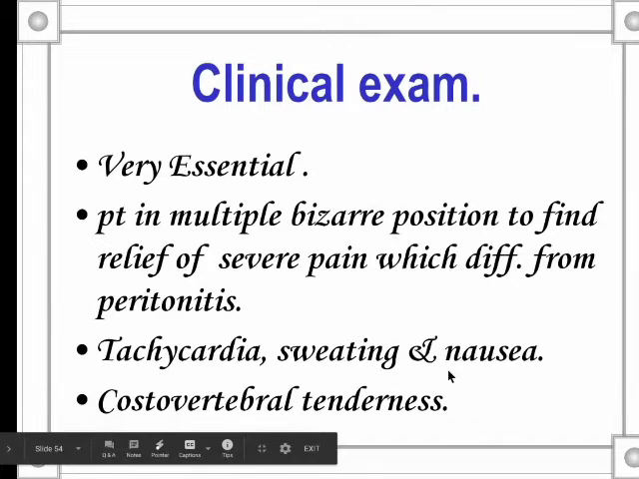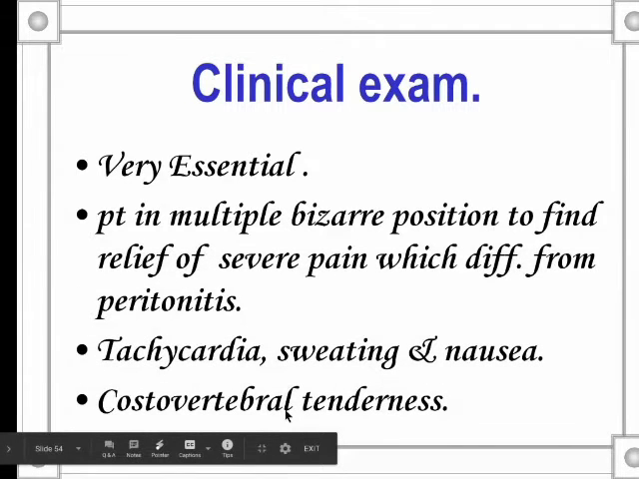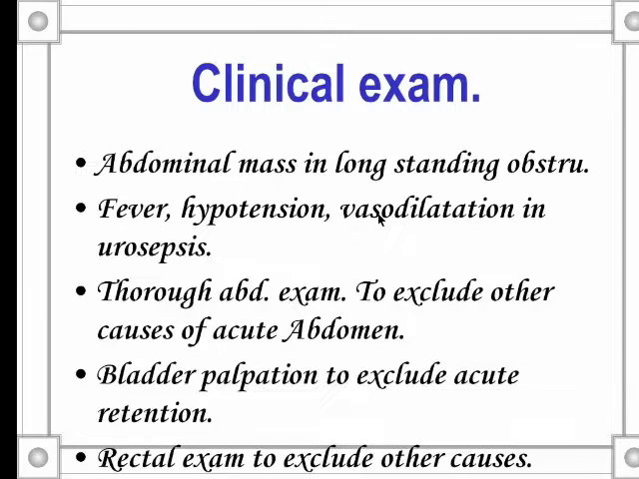In examination, you will find costovertebral tenderness because of the hydronephrosis due to back pressure. Hydroureter will cause hydronephrosis, so the kidney becomes tender, and if there is superadded infection, pyelonephritis, it will be very tender. I showed you the Murphy's punch to demonstrate this costovertebral tenderness. So if the patient is very active in the bed, it is unlikely to be peritonitis. More likely it is ureteric.